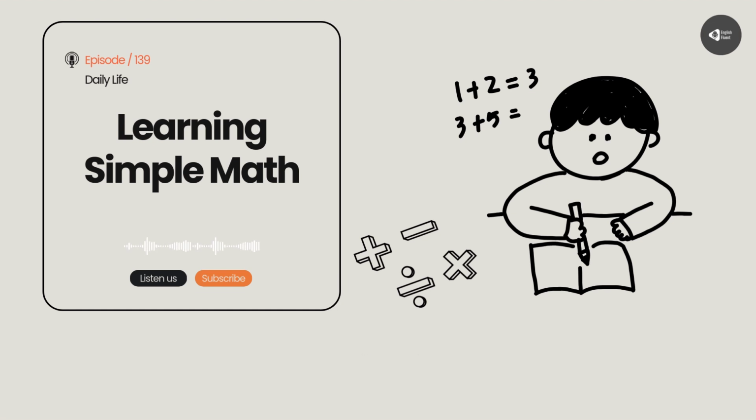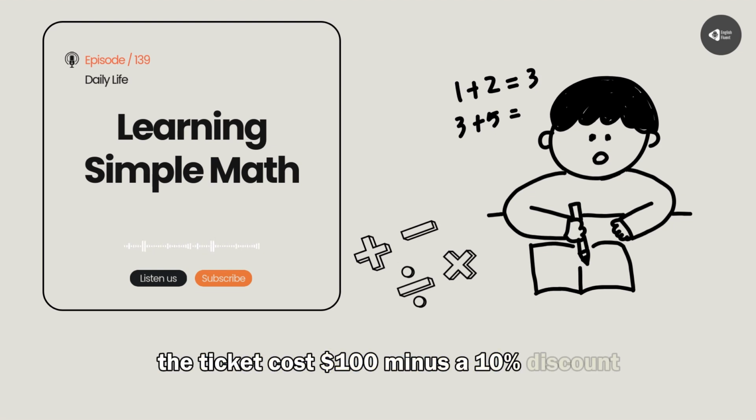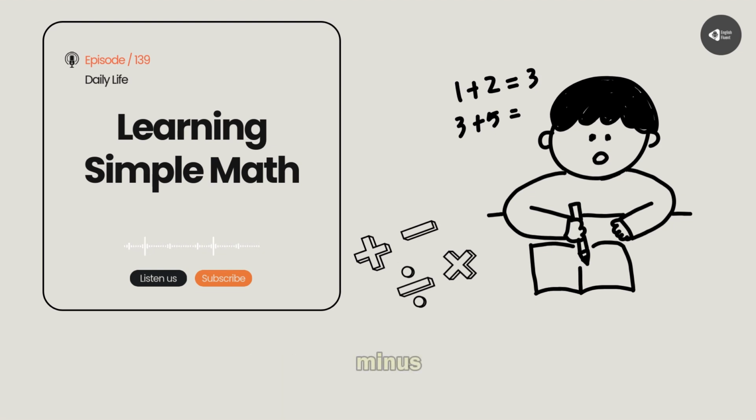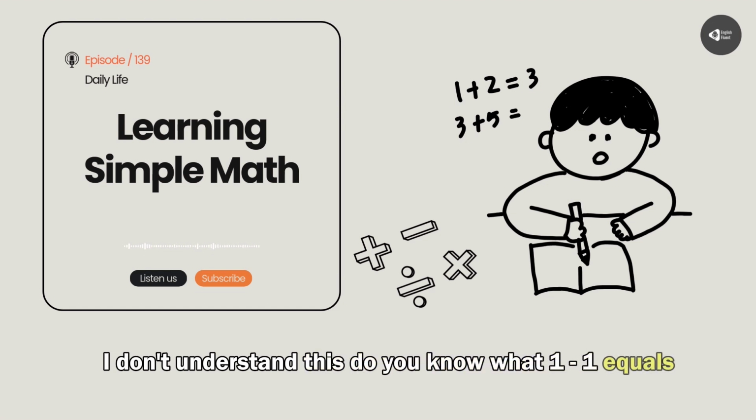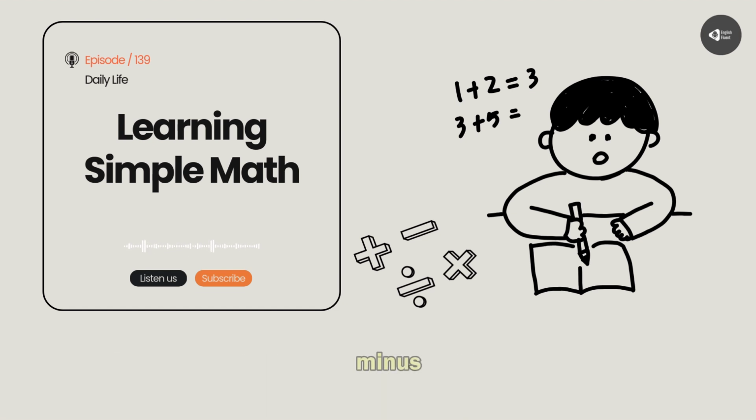Minus. The ticket costs $100 minus a 10% discount. Minus. I don't understand this. Do you know what 1 minus 1 equals? Minus. There were 5 cans of tuna here minus 2 that I ate this morning. Where are the rest?